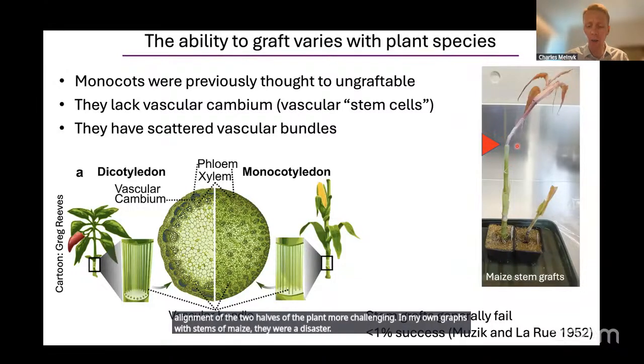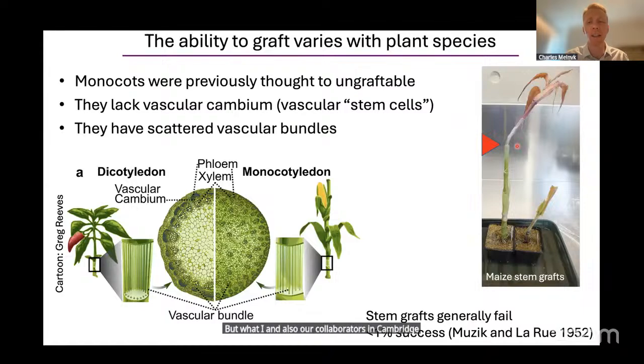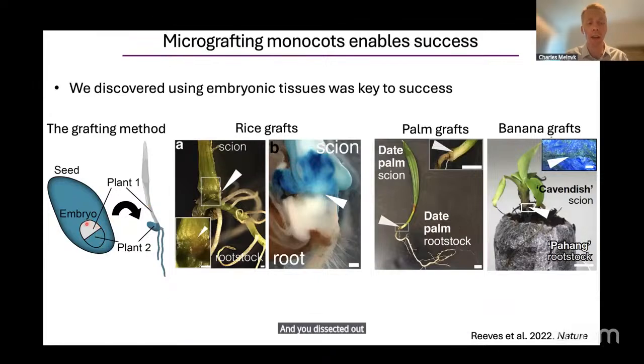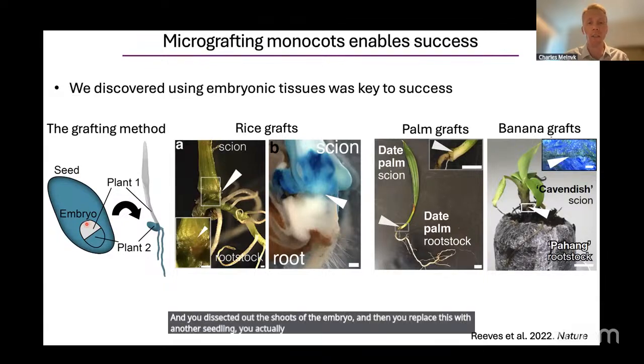But what I and also our collaborators in Cambridge realized was that if you used incredibly young tissues, so you're talking about 1 day old seedlings, and you dissected out the shoots of the embryo, and then you replace this with another seedling, you actually got fairly good success rates. So here you can see an example where we perform this technique on rice grafts, and we're getting success rates approaching probably 60 or 70%.